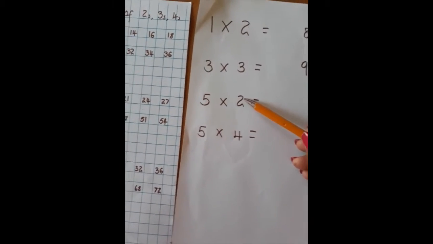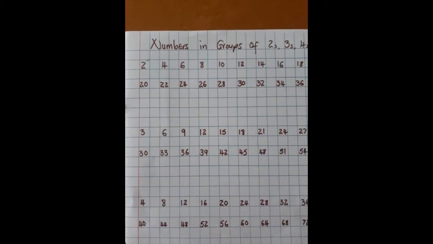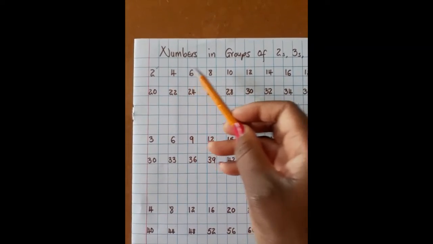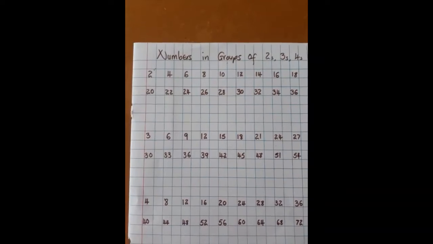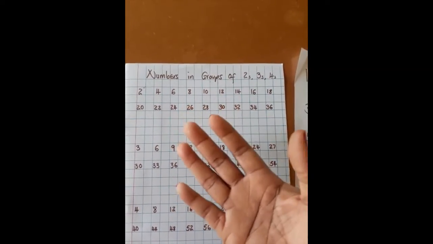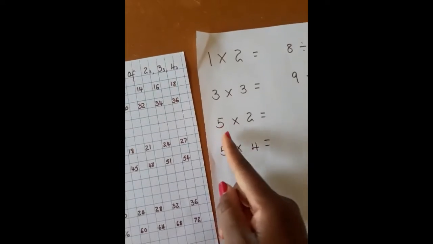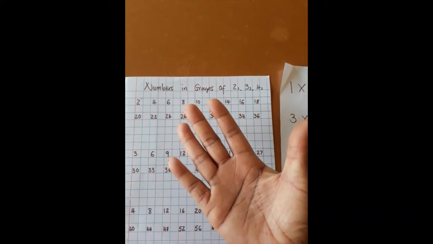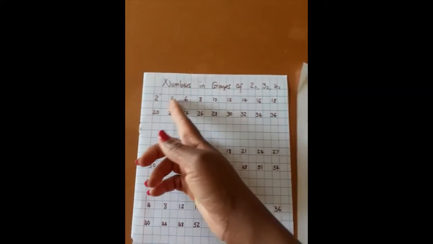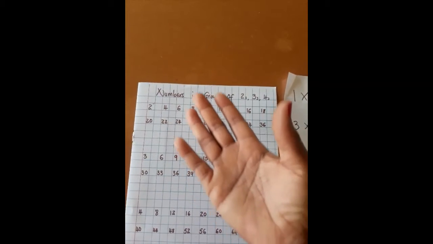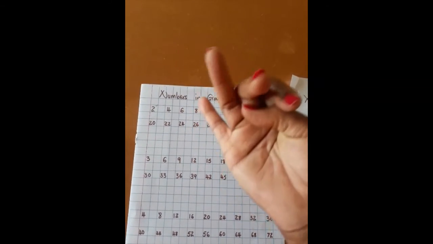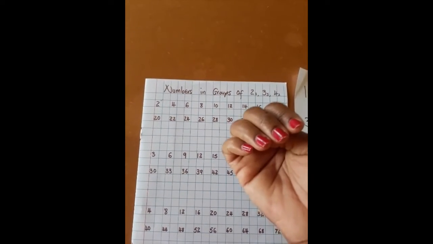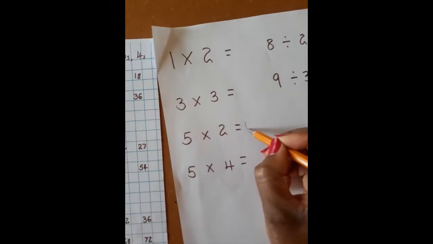Let's quickly go to 5 times 2. If you know how to count in groups of 2s, 2, 4, 6, like that, you can also use your fingers and say, I'm going to have 5 fingers, because it says 5. 5 fingers count in groups of 2s. And then you quickly go like 2, 4, 6, 8, 10. 5 steps. So your answer is going to be 10 right here.